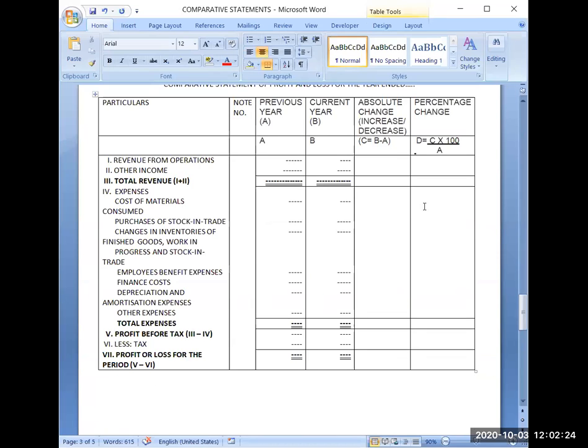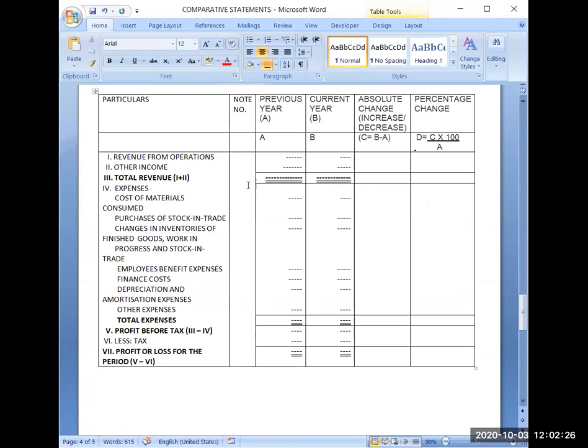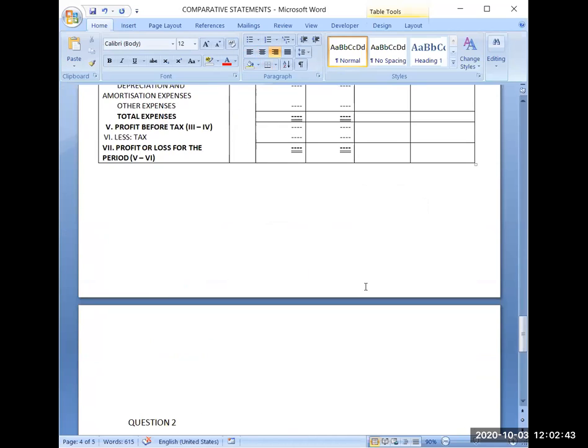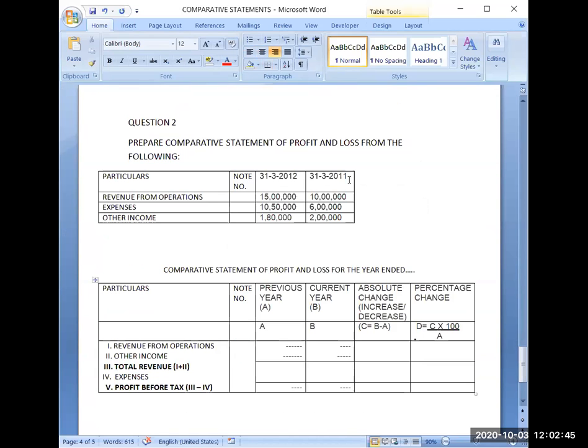The same way, the comparative statement of profit and loss can be done; the process will remain the same. Even if the contents change, it will be calculated again as B minus A for each and every row. And then the formula will be used: this row amount divided by this amount multiplied by 100. The procedure will remain the same. This way you may get the question.